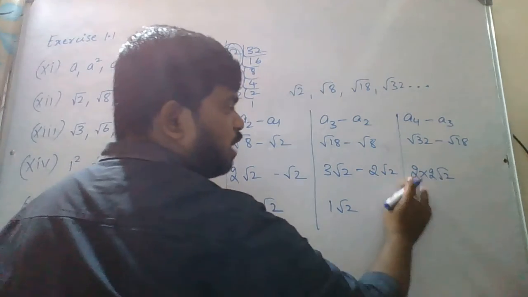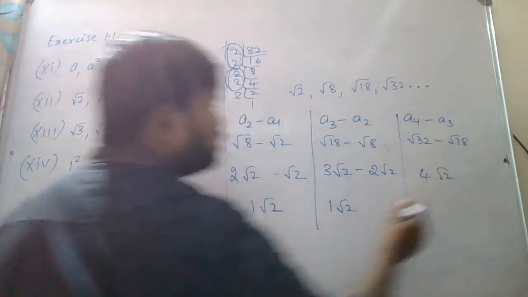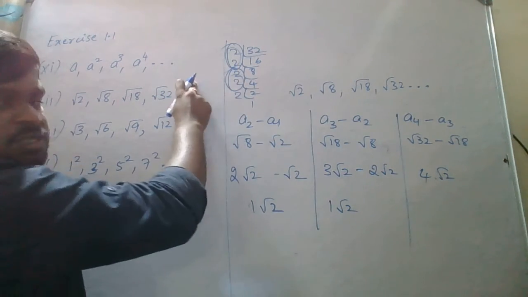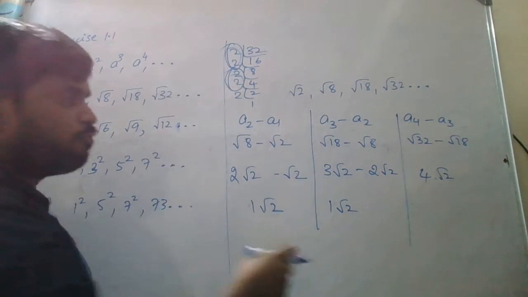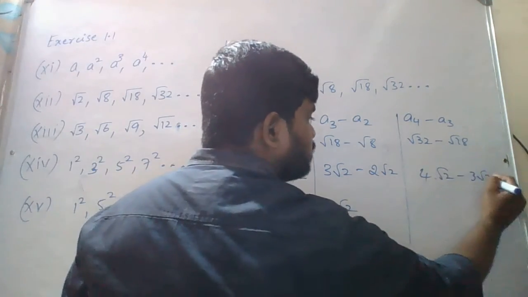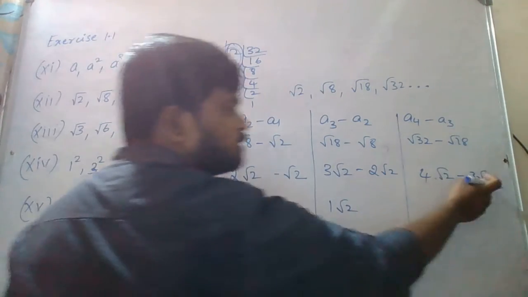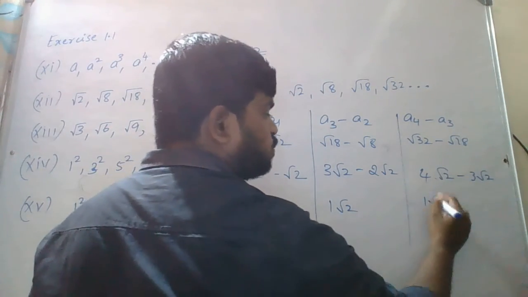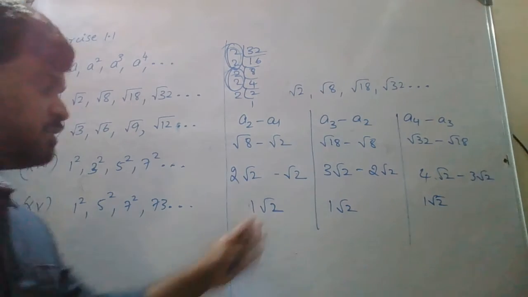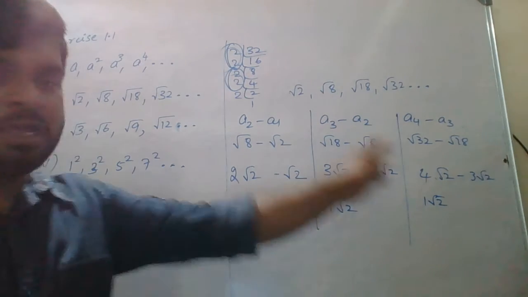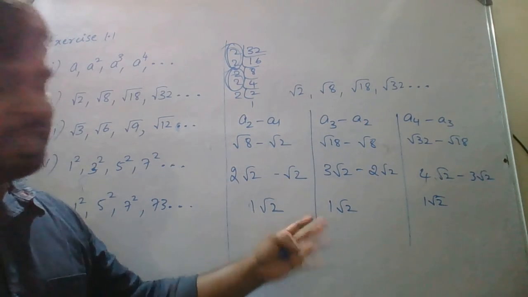So what is 2 2s are? 4. So 4 root 2. So from this pair one number, from this pair one number, multiply it. 2 2s are 4. 4 root 2 minus root 18, we have already done it. It is 3 root 2. 4 root 2 minus 3 root 2 is 1 root 2. So you're getting the same answer throughout. Therefore this is an AP.